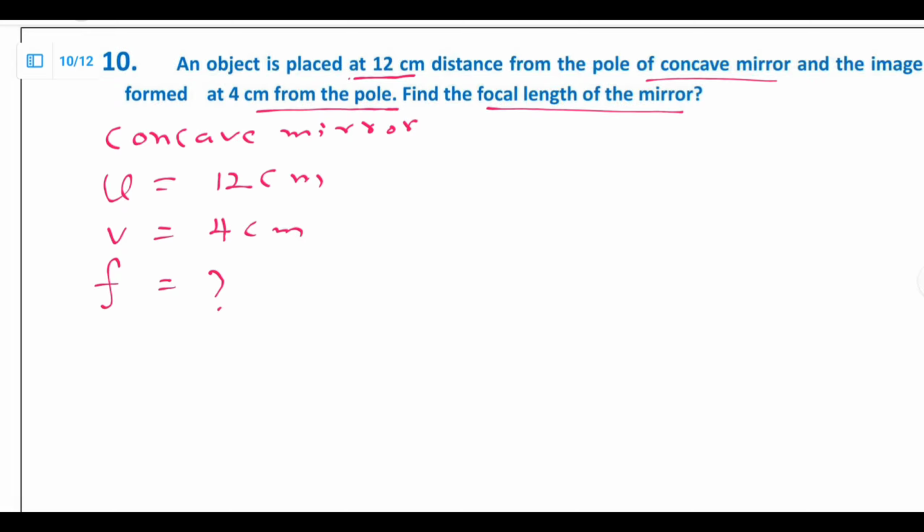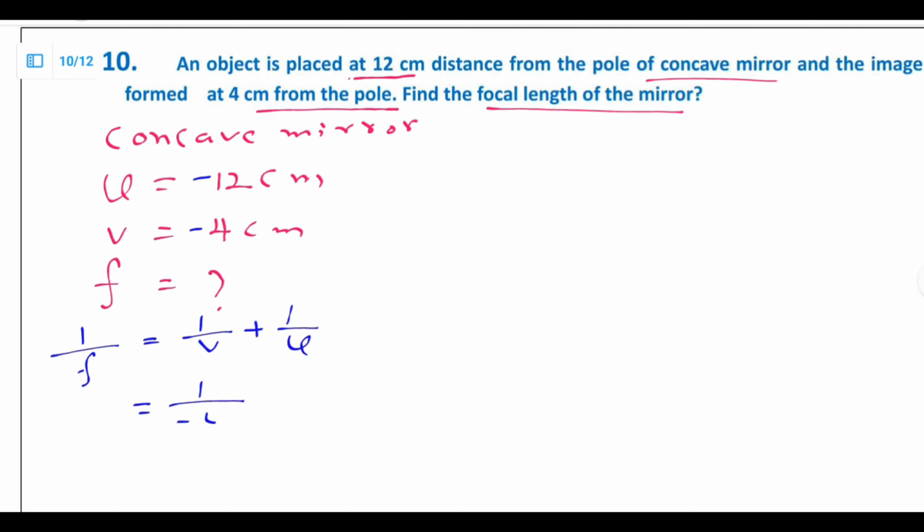As per the sign convention rules, the object distance is always taken minus. As the image is formed in front of the mirror, it is taken as minus 4 centimeters. Using the mirror formula, 1 by f equals 1 by v plus 1 by u.